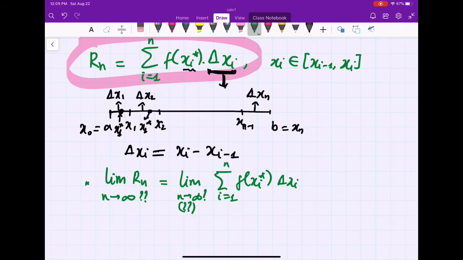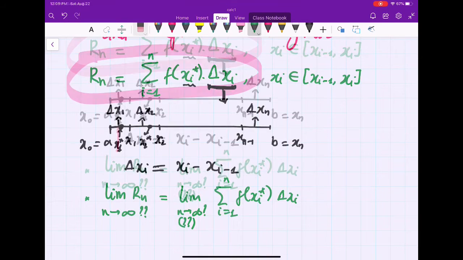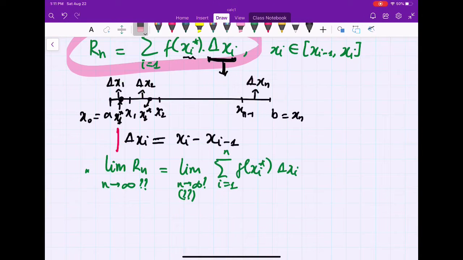Because last time we considered subintervals of the same width. So when you let n tend to infinity, if the limit exists and equals a finite number, you get the exact area of the region. But in this situation, we don't require that our subintervals have the same width. So maybe we need something more than just n approaching infinity.